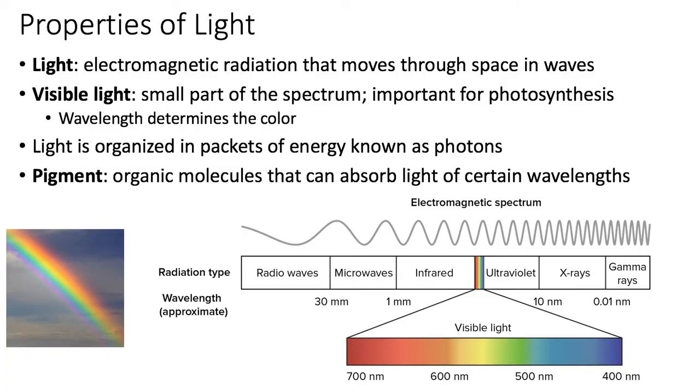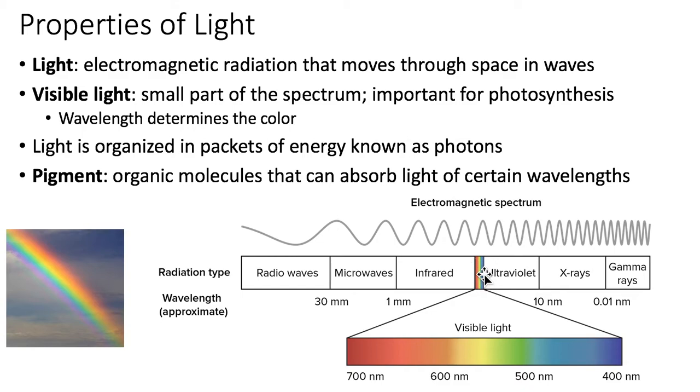Okay, so we know light is very important for plants, so let's discuss what light is. So light is actually electromagnetic radiation that moves through space in waves. And there's other forms of electromagnetic radiation that don't include visible light, things like radio waves, for example, which have low energy and they're very safe. And then very high energy forms of electromagnetic radiation like gamma rays, for example, and X-rays, which we want to minimize our exposure to. So the visible light is actually just a small, tiny part of this whole spectrum, but it is the part that's important for photosynthesis.